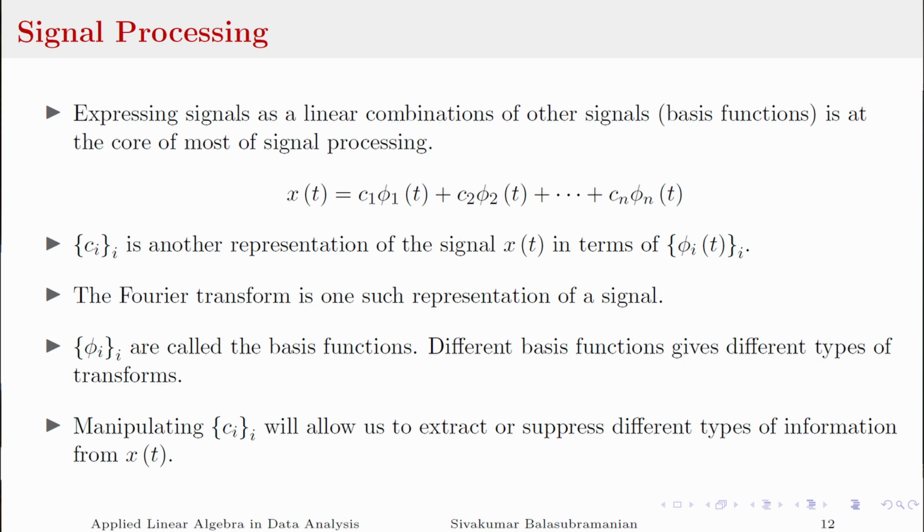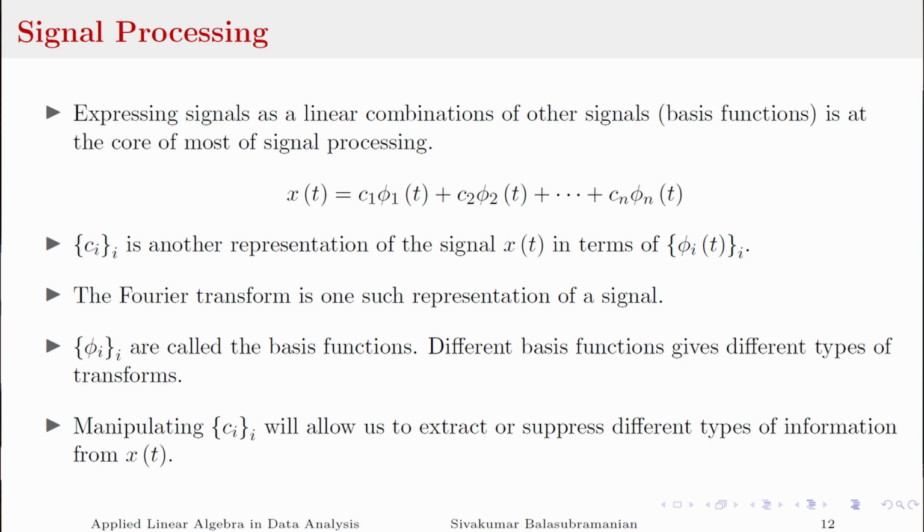If you're interested in the frequency content, you'll use the Fourier signals for phi i. If you're interested in, let's say, looking at the time frequency characterization of a signal, then you could use some wavelets for phi i, and so on and so forth.